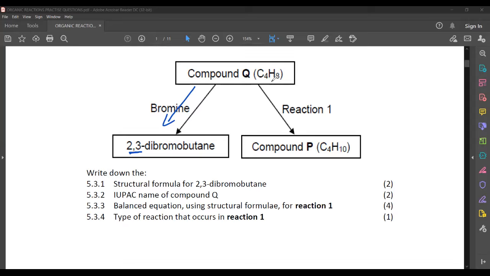So you can't just, by looking at a molecular formula, tell what the name of the structure is. Let me give you an example of this. Look at this.